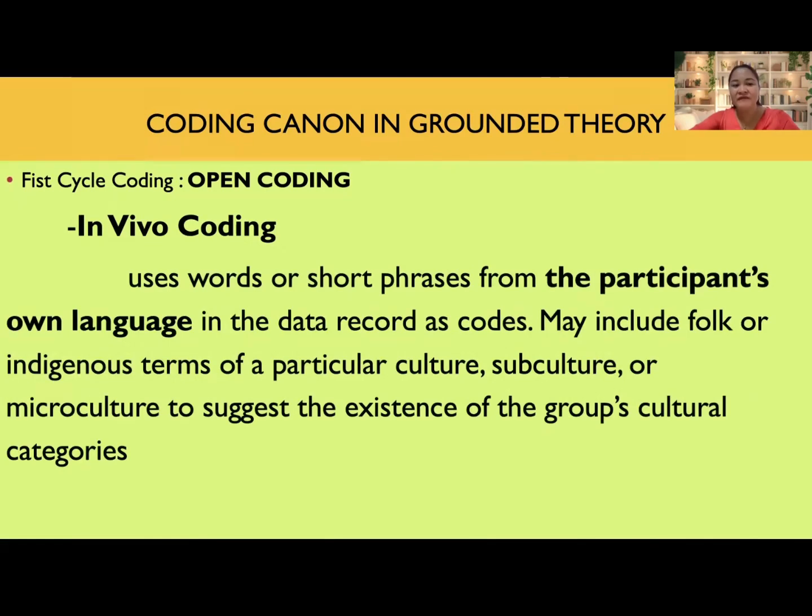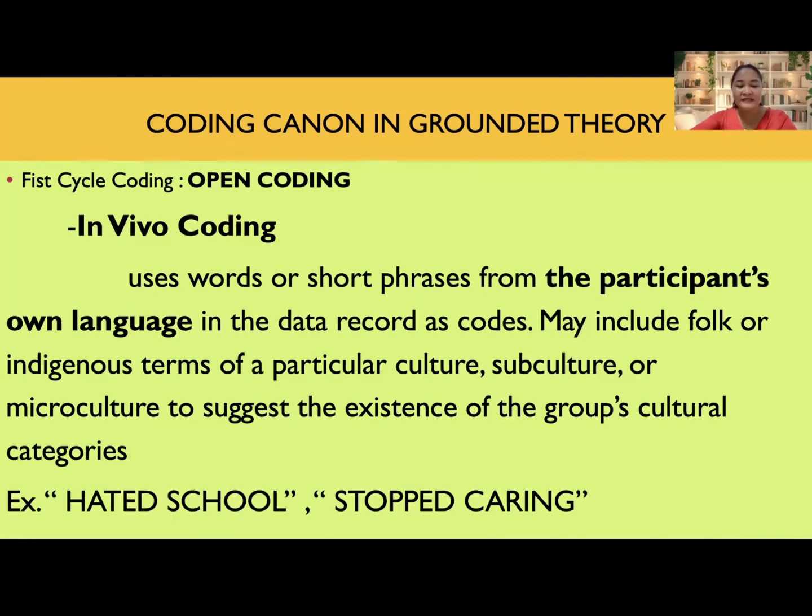Okay, what's the meaning of in vivo coding? So here we'll go back to open coding. Now, in vivo coding uses words or short phrases from the participant's own language in the data record as codes. So it may include folk or indigenous terms of a particular culture, subculture, or microculture to suggest the existence of the group's cultural categories. That's in vivo. Example, hated school. Yeah, so you can write the code there, stop caring. These are examples.